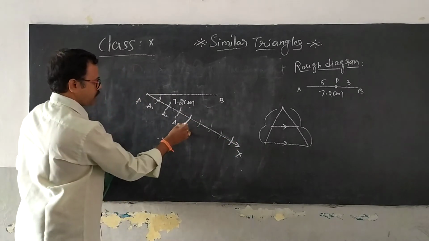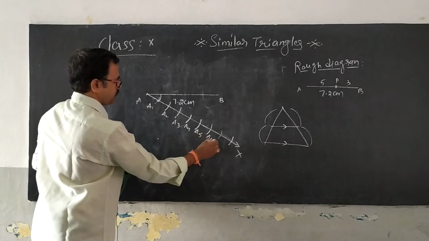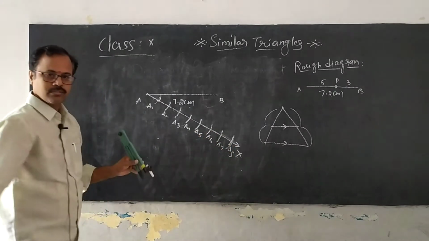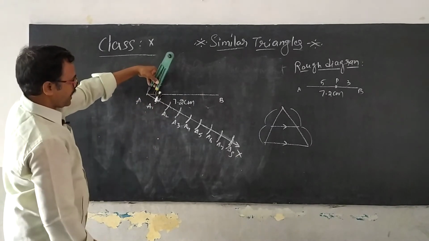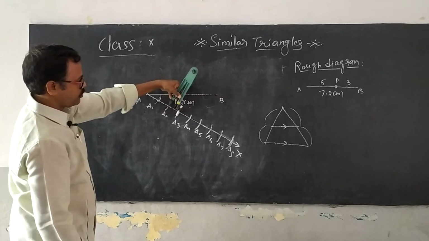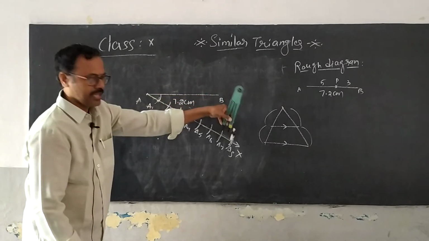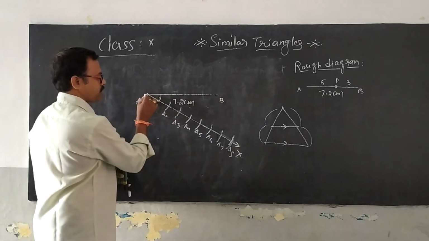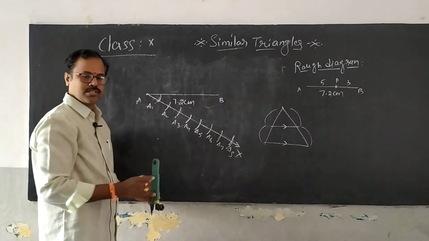Okay, now this is A4, A5, A6, A7 and A8. Did you observe? I took the compass with the same radius and I have drawn A1, A2, A3, A4, A5, A6, A7, A8, the 8 parts. That means this total AB line segment is of 8 parts and I have created 8 equal parts.